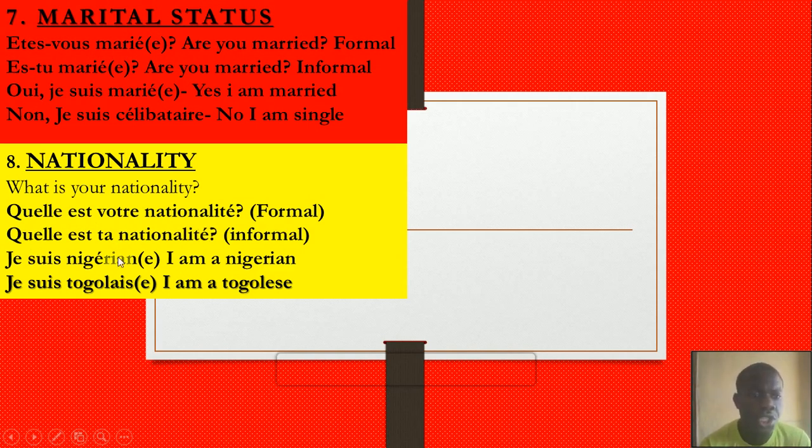What is your nationality? If you are a Nigerian, a man, you will say, je suis Nigérian. For example, me, I am a Nigerian. I will say, je suis Nigérian. But if a woman wants to answer the question, she will say, je suis Nigériane. A lady will say, je suis Nigériane.